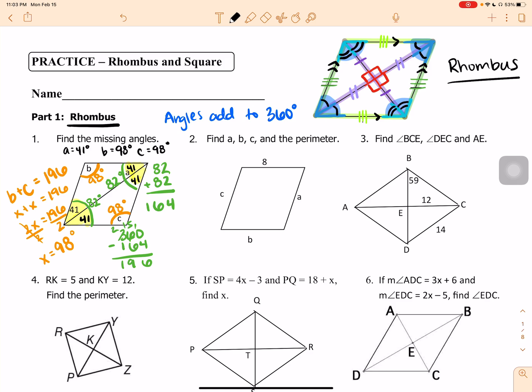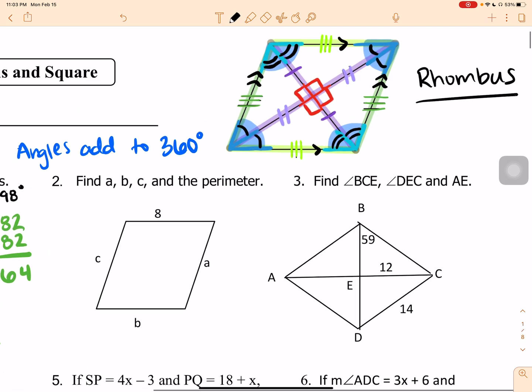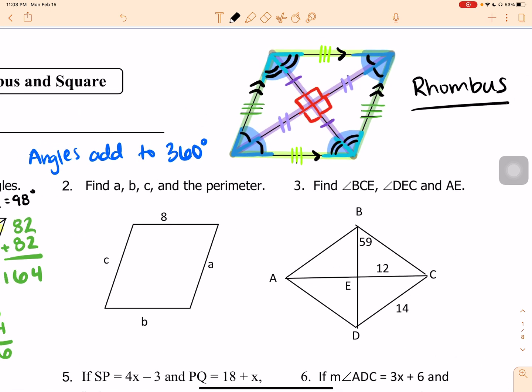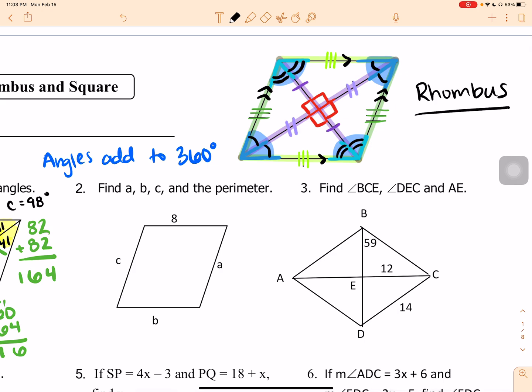All right, so number 2 is dealing with sides here. So it says find A, B, C, and the perimeter. And again, it's still a rhombus, okay? So now here, it looks like my opposite sides are equal, and in a rhombus, all the sides are equal. All of them, kind of like a square, but a rhombus does not have 4 90-degree interior angles. So this one, we just know all the sides are equal. So I mean, if this is 8 and all the sides are equal, all of these are 8.